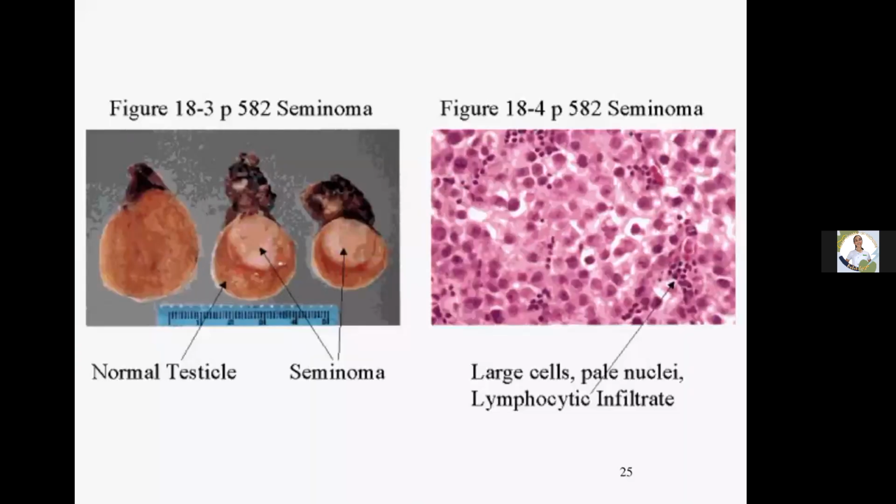So this is the gross picture of your seminoma or testis affected by seminoma. The lighter color would be your tumor and the darker color would be your normal testicle. The other side will show us the microscopic picture of seminoma wherein you have large cells, pale nuclei, and you have lymphocytic infiltrates. The dark ones, pointed by an arrow, are your lymphocytes.